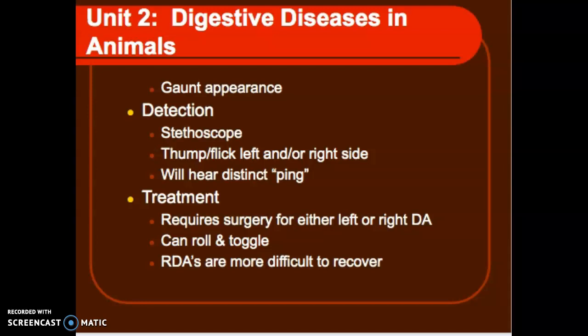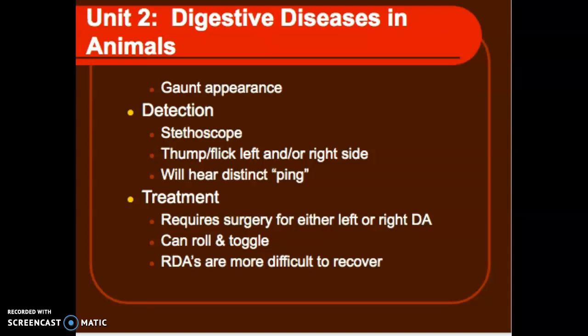Treatment generally requires surgery, on the left or right side. You basically make an incision right ahead of the hip bone, anterior of that, go in, remove the gas out of the abomasum, and then tack it down to the body wall. That will generally keep it from happening again. With the right side ones, the surgery success is much, much lower. Those tend to be associated with other very difficult problems, and so some veterinarians are very leery of right side DA surgeries.